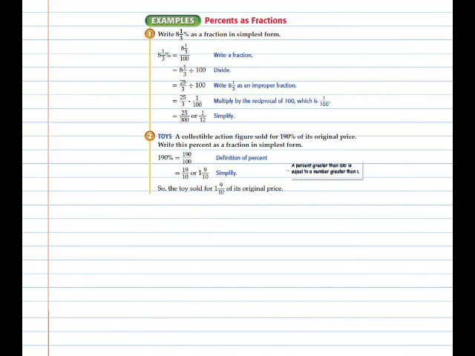Number 3, 8 1/3 is a fraction in simplest form. 8 1/3 percent, I should say. Again, percent means per 100. So it's 8 1/3 over 100.